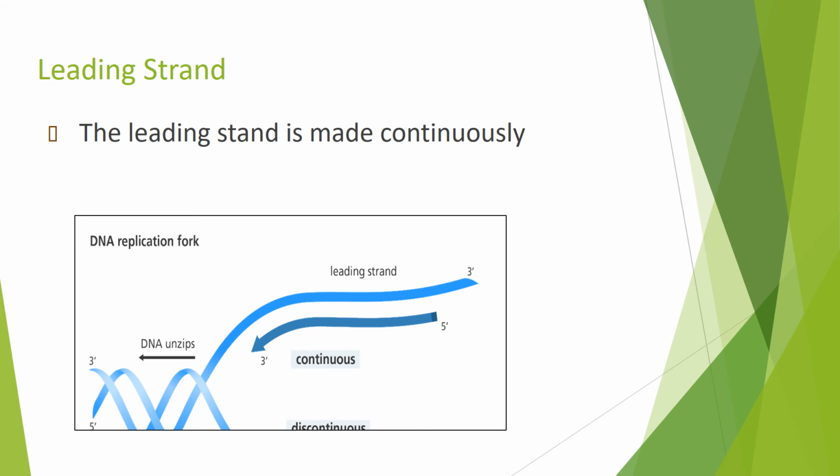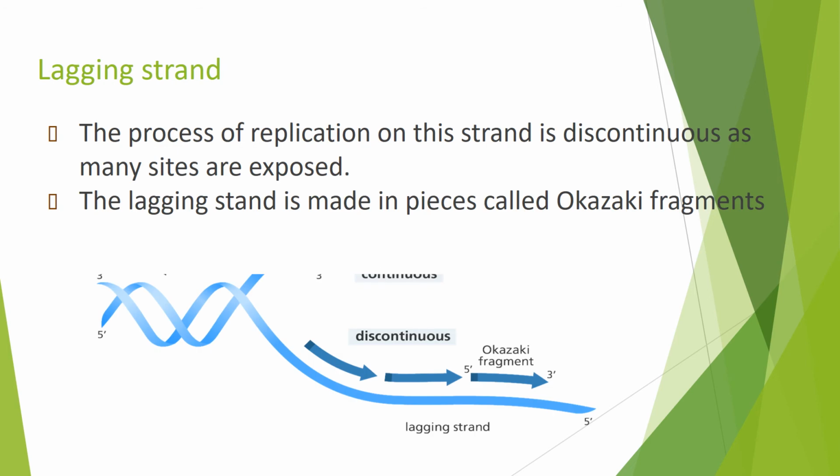During elongation, the leading strand is made continuously, as shown in the diagram. Due to many sites being exposed, the lagging strand is made discontinuously in pieces called Okazaki fragments.